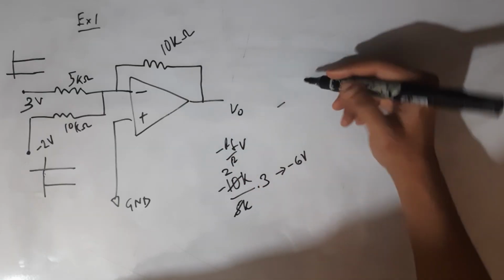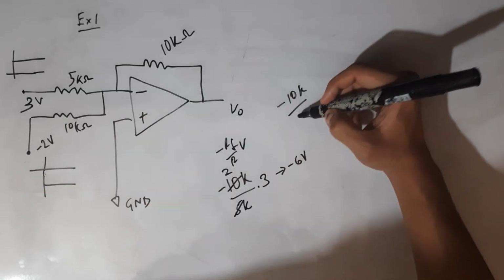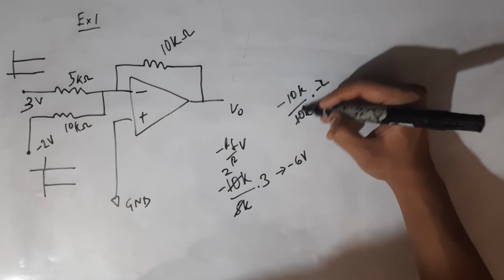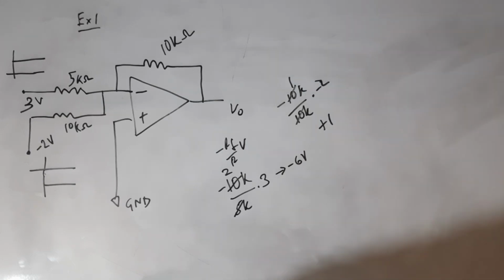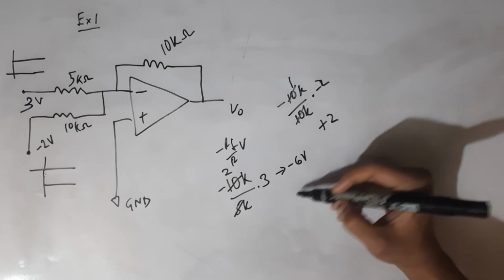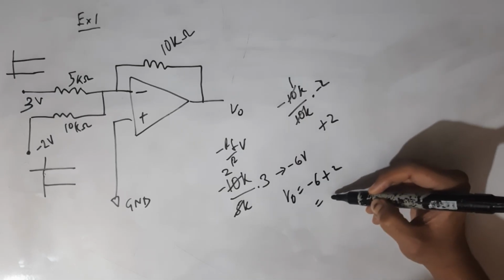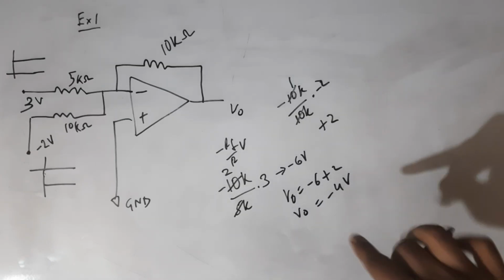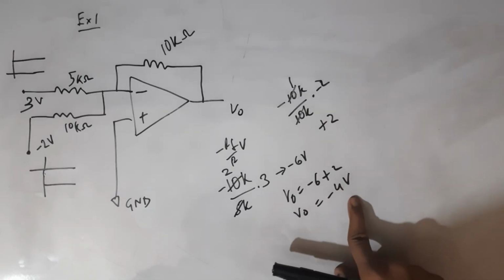Minus 10 divided by 10 into minus 2. So the total output voltage is minus 6 plus 2, which is minus 4 volts. If we simulate this on a simulation software, we will get the exact same results.